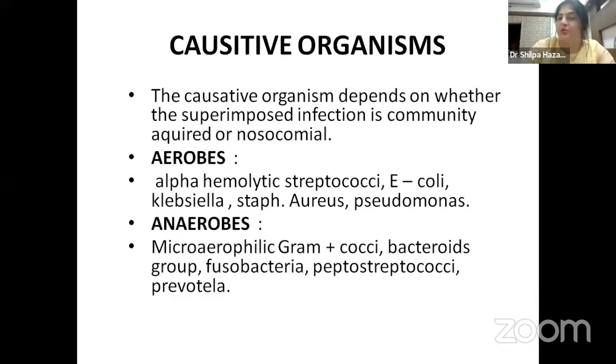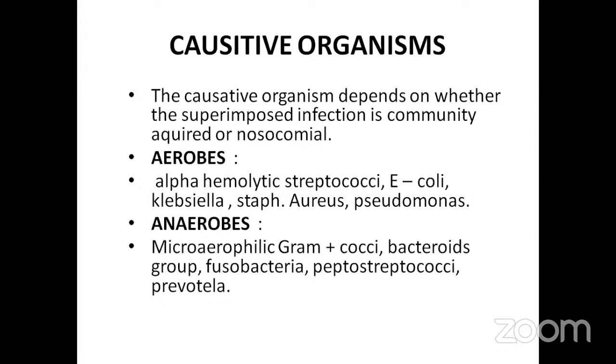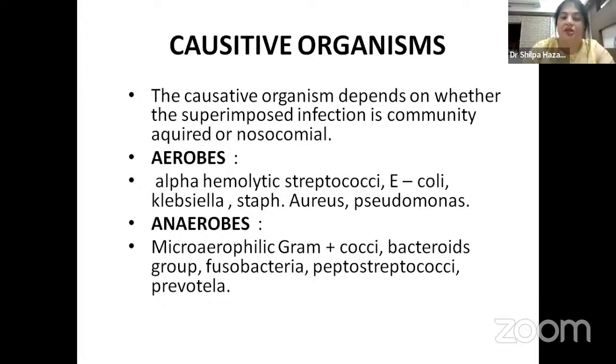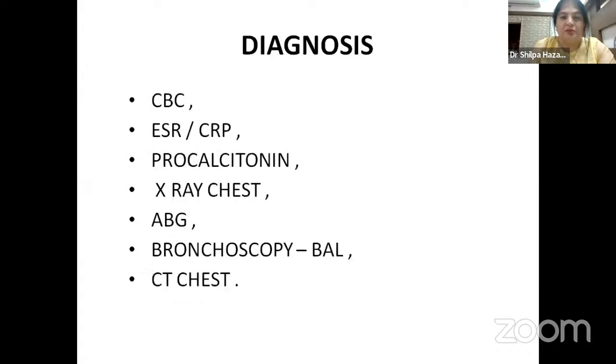So they can be alpha hemolytic streptococci, or E. coli, Klebsiella, Staph aureus, or Pseudomonas. So these are the common organisms. And anaerobes would be likely if there is food content, like if the child has aspirated food from the stomach which has gone into the airway. So anaerobes like microaerophilic gram-positive cocci, or bacteroides groups, or fusobacteria, or peptostreptococci, and Prevotella. So these are the possible organisms.